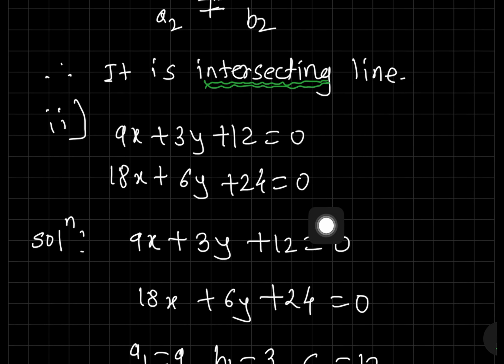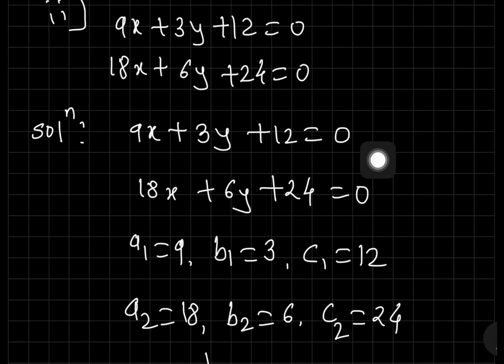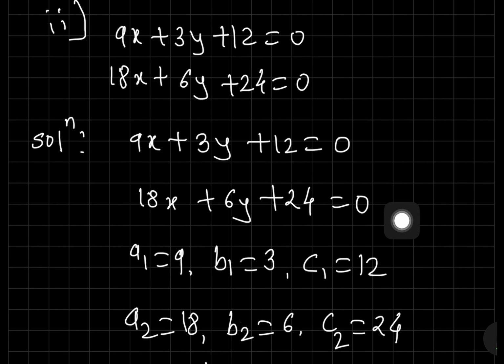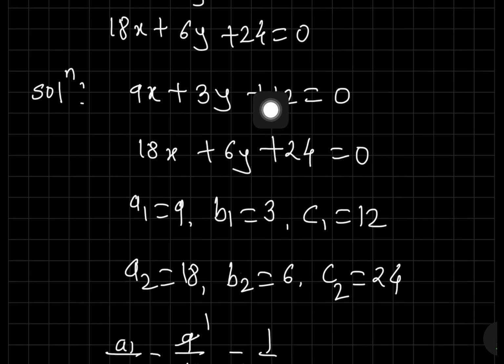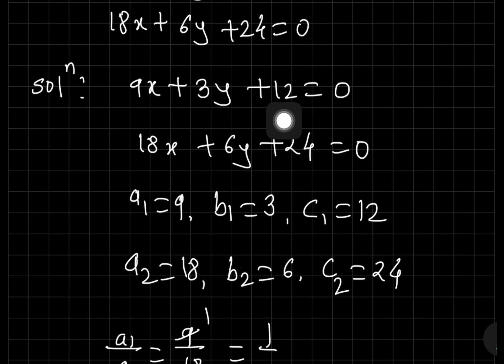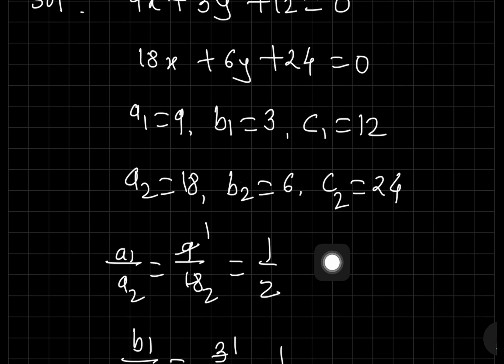Now see the second example: 9x plus 3y plus 12 equal to 0, and 18x plus 6y plus 24 equal to 0. For this solution, we write the given equations as it is. Then again we find a1, b1 and c1, and then a2, b2 and c2. Here all signs are plus, so all numbers will be plus.